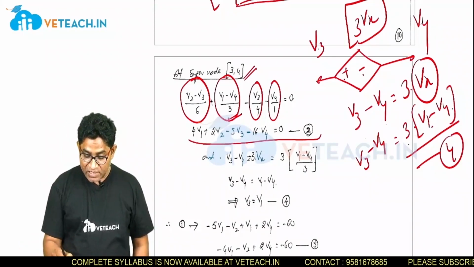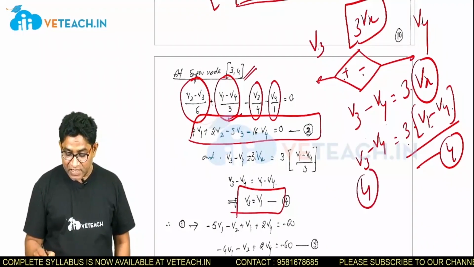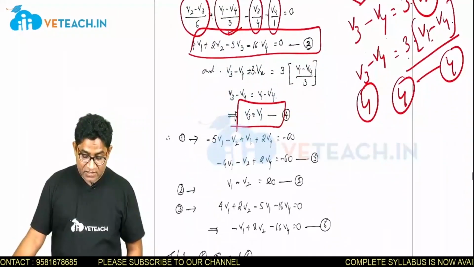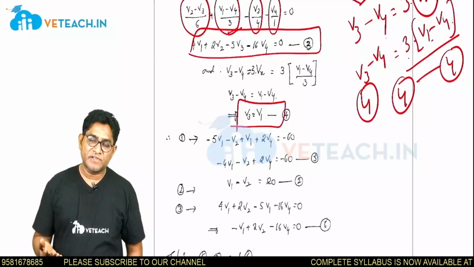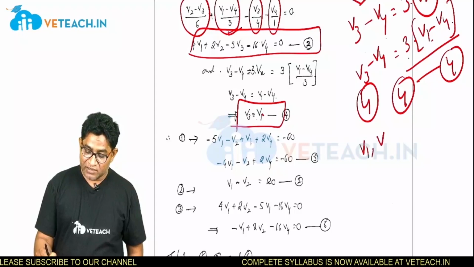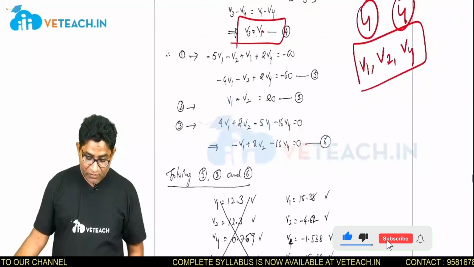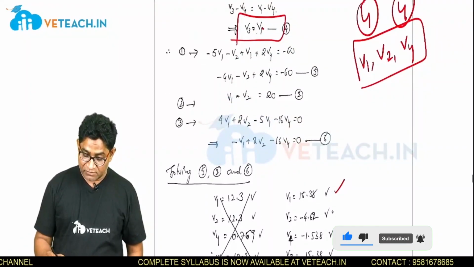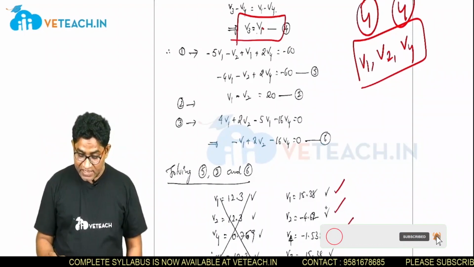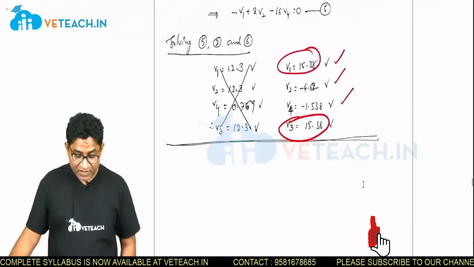So see, this is equation number 3 and equation number 4. So 4 equations, 4 unknowns, so you can calculate all 4 parameters. Eliminating one, V3 is equal to V1, so if you substitute in all the equations, you will get them in terms of V1, V2 and V4. Solving for V1, V2, V4, I got V1 as 15.38, V2 as minus 4.6, V4 as minus 1.538, whereas V3 is the same as V1, so it is also 15.38, right?